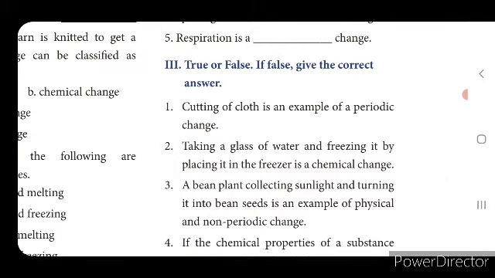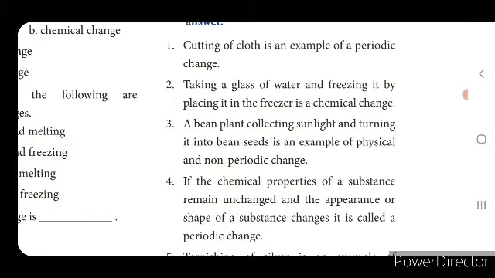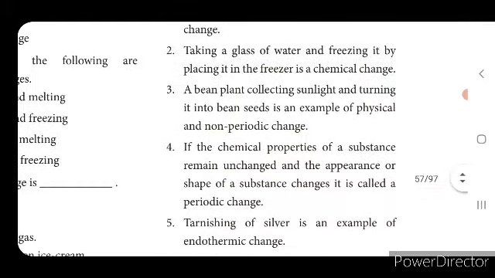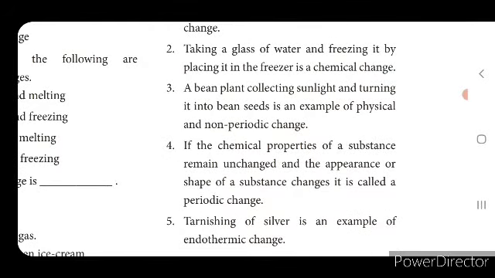Cutting of cloth is an example of a periodic change. It's false. Taking a glass of water and freezing it by placing it in the freezer is a chemical change. It is also false. Only the state is changing. A bean plant collecting sunlight and turning it into bean seeds is an example of physical and non-periodic changes.